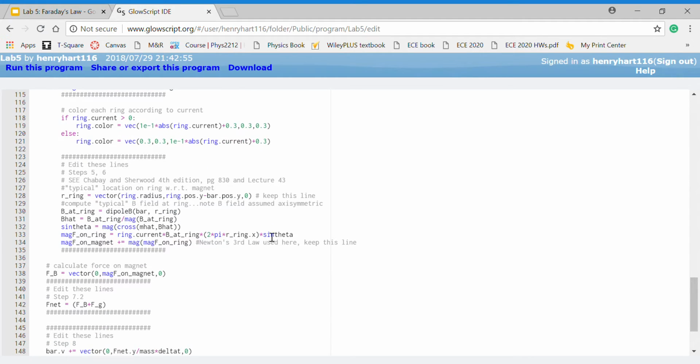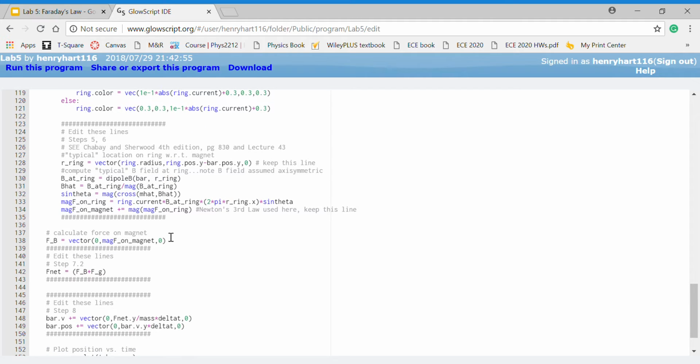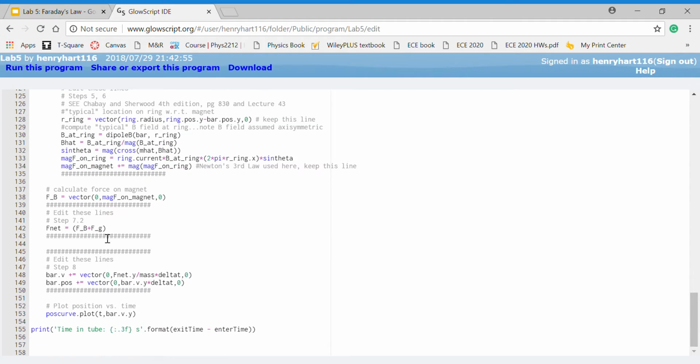We then use all of the functions above to calculate a magnetic field at a typical point on the ring. We use this and our calculated sine theta to figure out the magnetic force from the ring onto the magnet. This would be in the y direction going up. We then calculate the net force, which is just the addition of this magnetic force and the gravitational force. We then use Newton's laws: the velocity of the bar changes by the force divided by its mass times change in time, which is the acceleration. And then the position can be calculated using this velocity times the change in time.